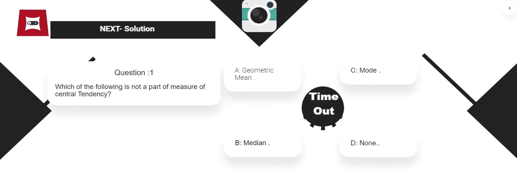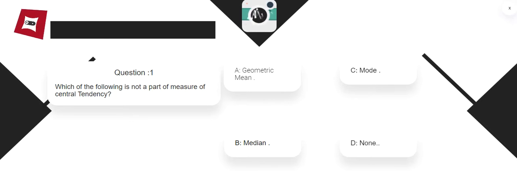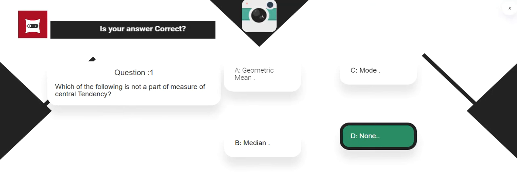Okay, so time out. So what is your answer? Answer is none, because all are types of measures of central tendency. So the types of measures of central tendency are arithmetic mean, geometric mean, harmonic mean, median and mode.